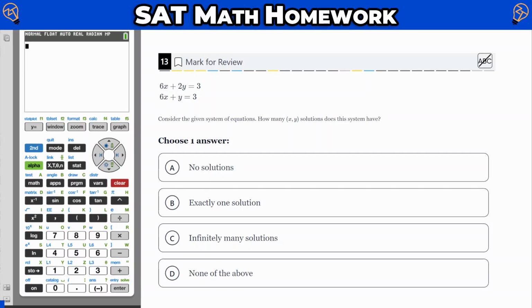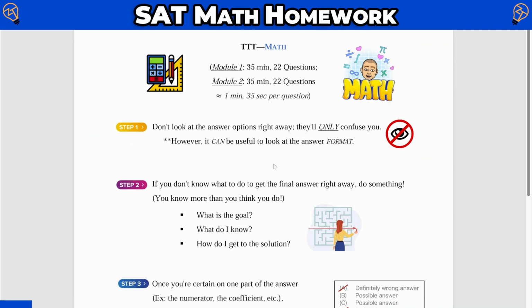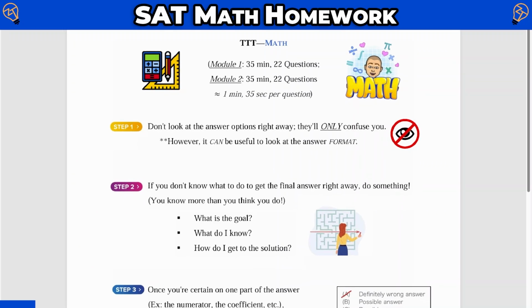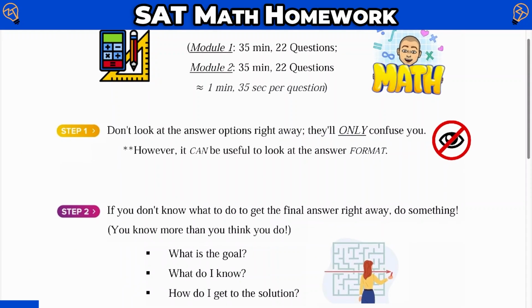Now in this question, we have a system of linear equations, and notice they're both already in standard form, which may make you think, okay, solve systems would be a great program to use, which I appreciate you thinking that way. However, something I do want to point out, notice on our triple T document for the math section, the first tip says, don't look at the answer options right away, they'll only confuse you.